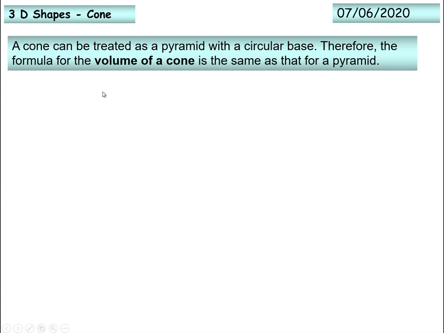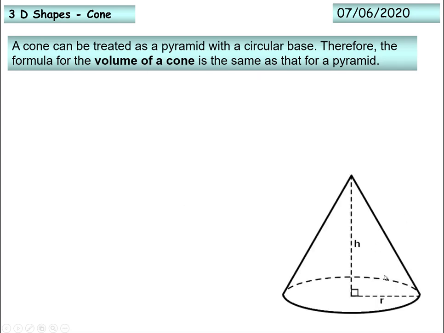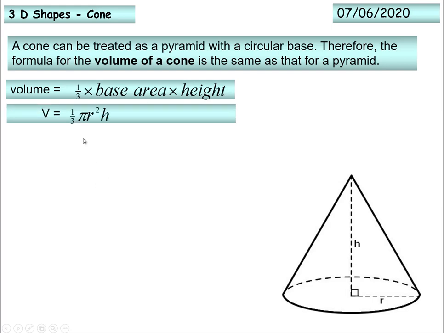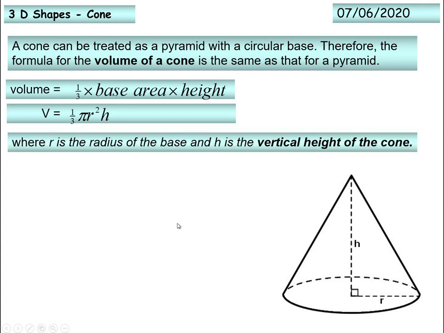Okay, so the volume of a cone is very similar to that of a pyramid. Same sort of thing, we just need to find the area of the base and multiply it by the perpendicular height. The base is a circle, so the area is pi r squared. We use our formula then: 1/3 times the base area, pi r squared, times height. So V equals 1/3 pi r squared h, the formula for the volume of a cone. Nice and straightforward. r is the radius and h is the vertical height of the cone.